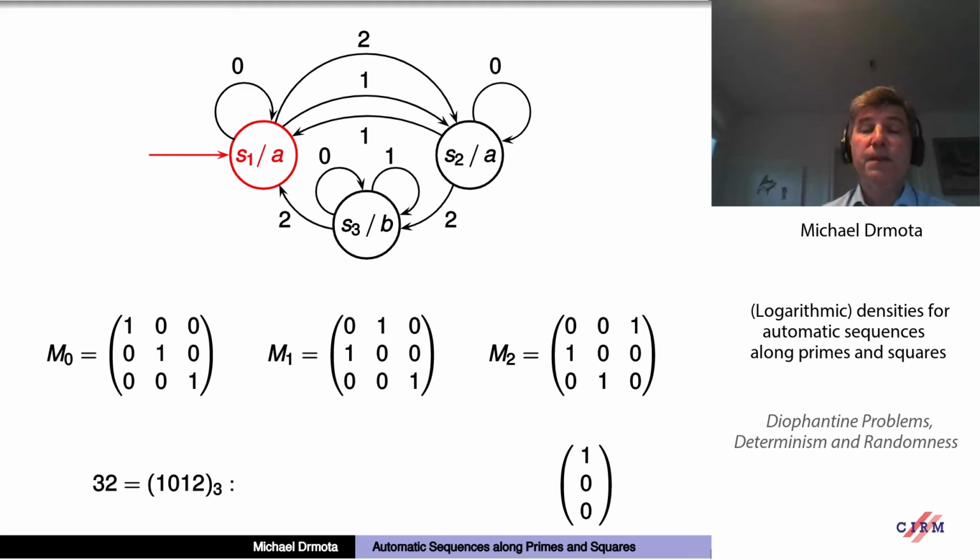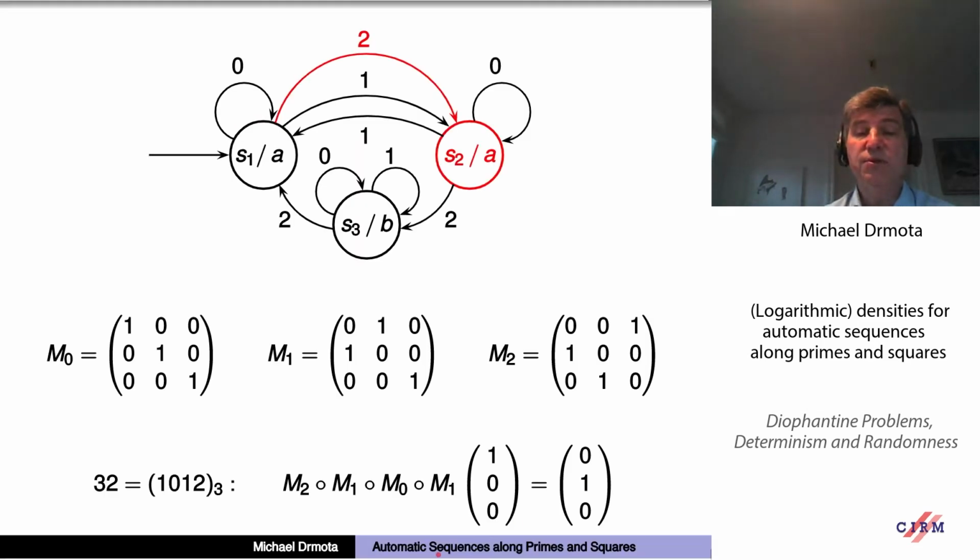And if you start from the initial state that can be encoded by the first unit vector, then by just multiplying these matrices according to the digits 1, 0, 1, and 2, you see where you end up. So if you multiply these matrices with the corresponding unit vectors, the place where the 1 appears tells you where you are in the corresponding automaton. So these products encode the automatic sequence.